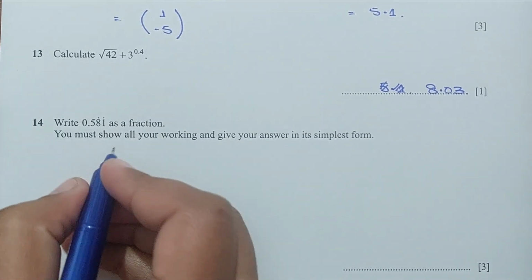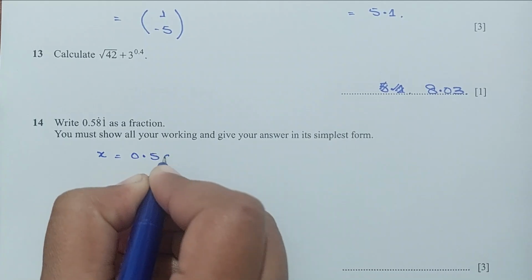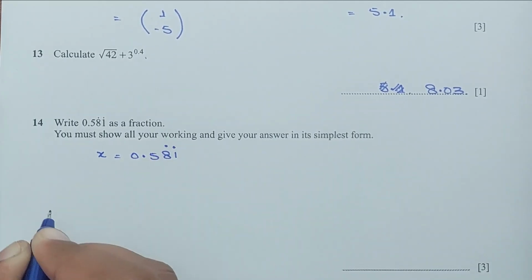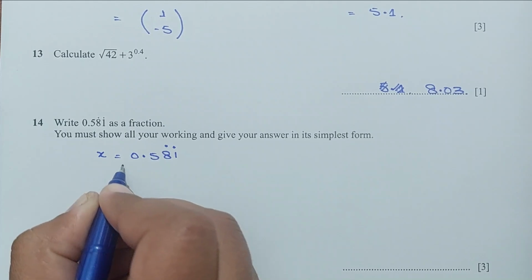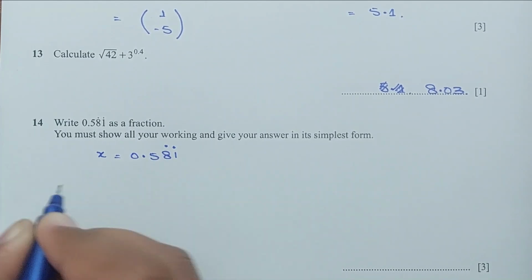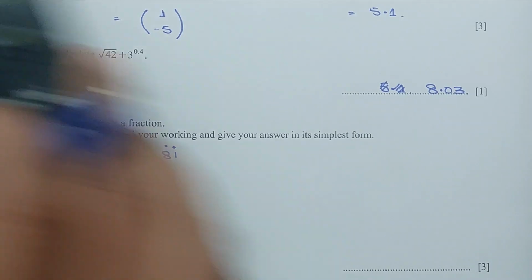Right, so first we have to suppose that x is equal to 0.581, where 8 and 1 are recurring. So first we have to shift the non-recurring number before the decimal. So we have to times it by 10, right?